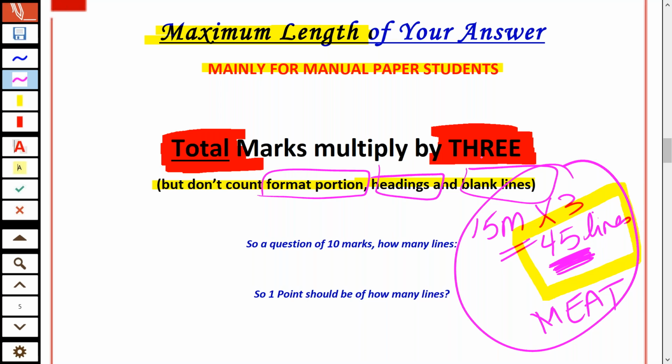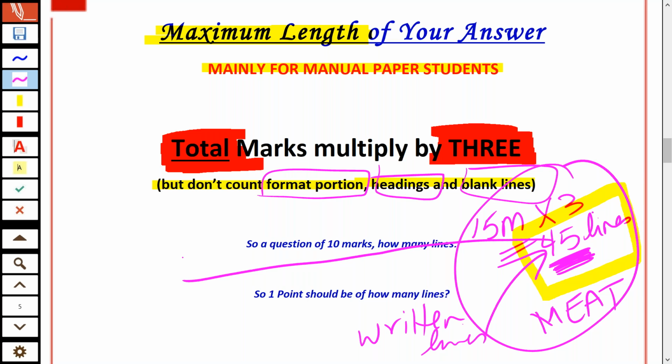So can I say a proper written line should be 45? So if I add formats, blank lines, and some headings, this might convert into 55 to 60 lines approximately. Okay, but you must have an idea of how much should be the size of the answer. The moment you feel that your answer is exceeding, you need to stop. Okay, and we will discuss this in the last class.